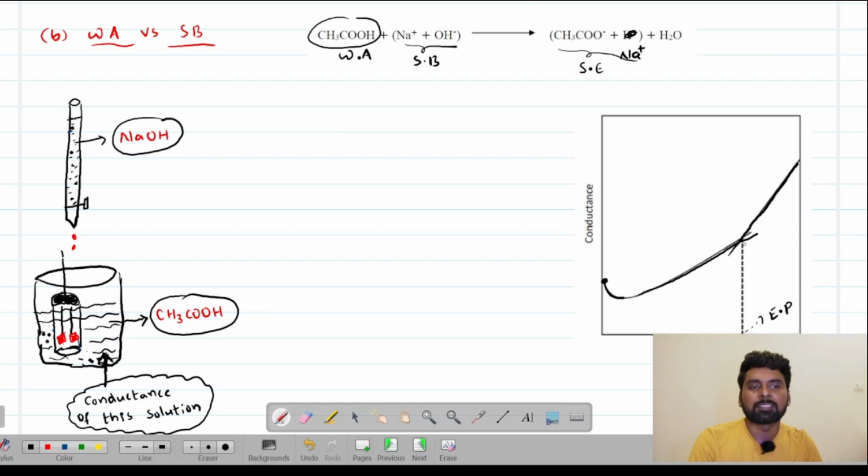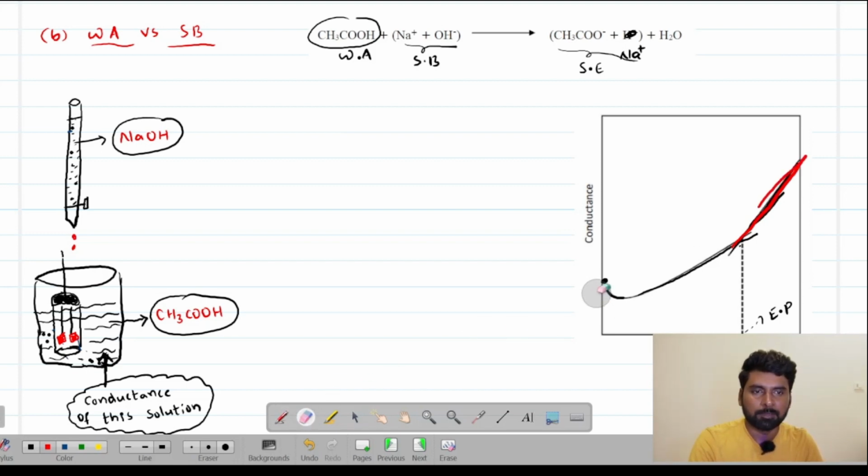Once the endpoint is reached, why is the conductance increasing again? The reason is, once the endpoint is reached, no more sodium acetate forms. Whatever NaOH you keep on adding will remain as NaOH only. Between NaOH and sodium acetate, which one is the stronger electrolyte? NaOH is the stronger electrolyte. That's why you can see more increase in the conductance after the endpoint. The line will be like this after the endpoint.